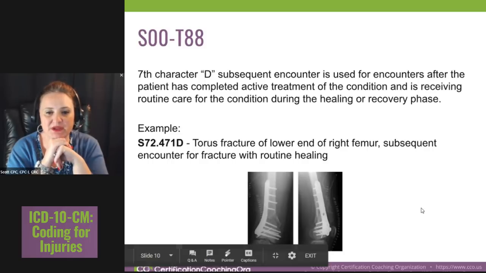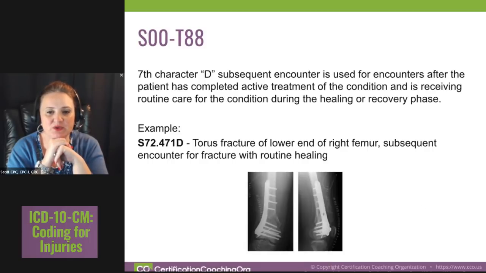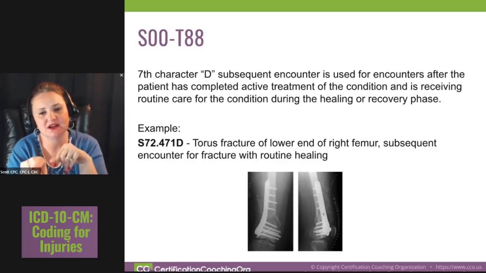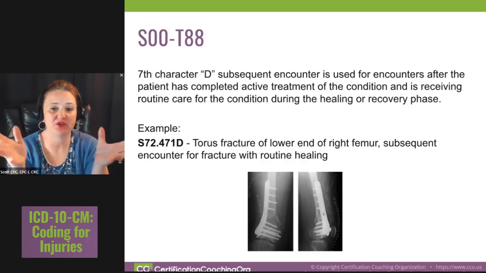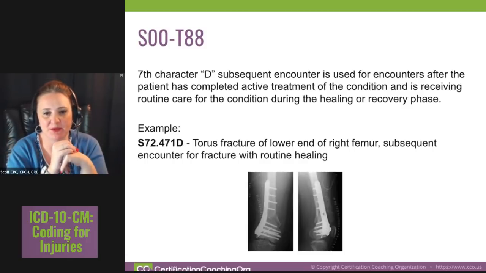Well, this is what you would maybe see in that, which this is not the same fracture, by the way, although it did come from the same source, it's called Ortho Bullets, which I put in the resources for you. So it very well could be, but I don't think it is. I just grabbed this one because I knew it was a fracture at the bottom of the femur. So now we have subsequent encounter. Let's backtrack it.